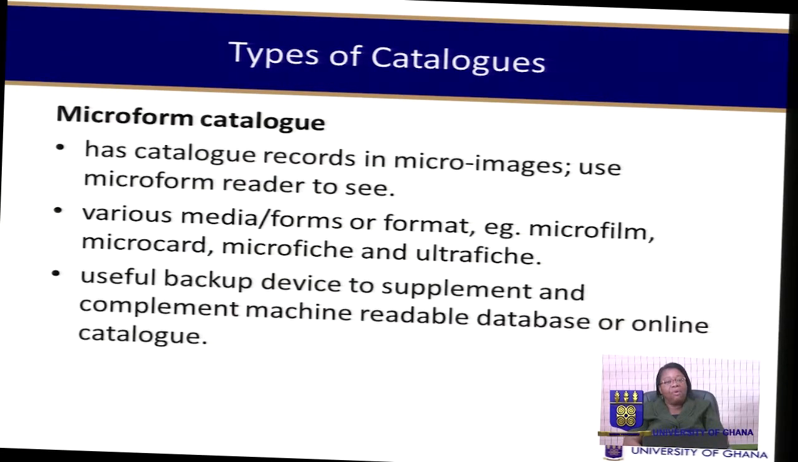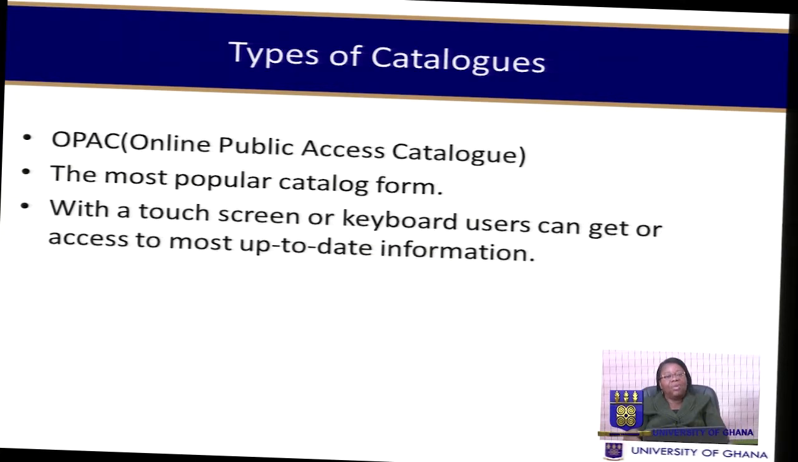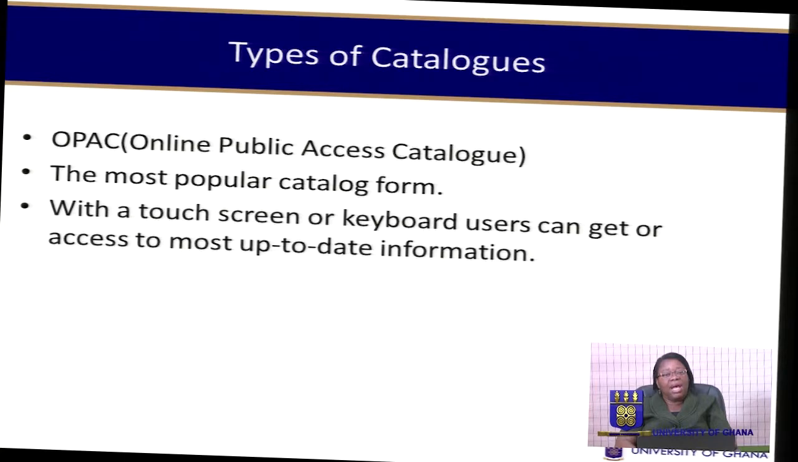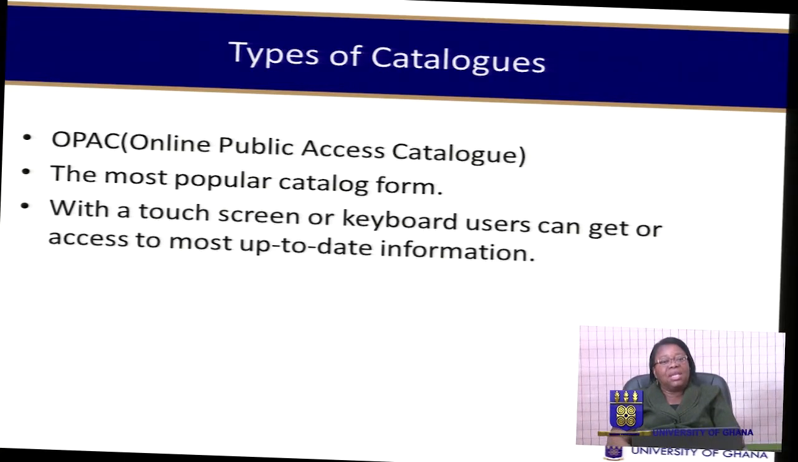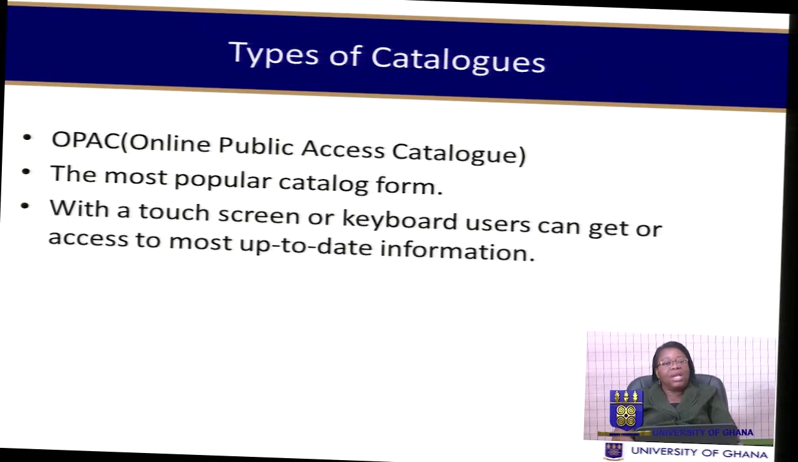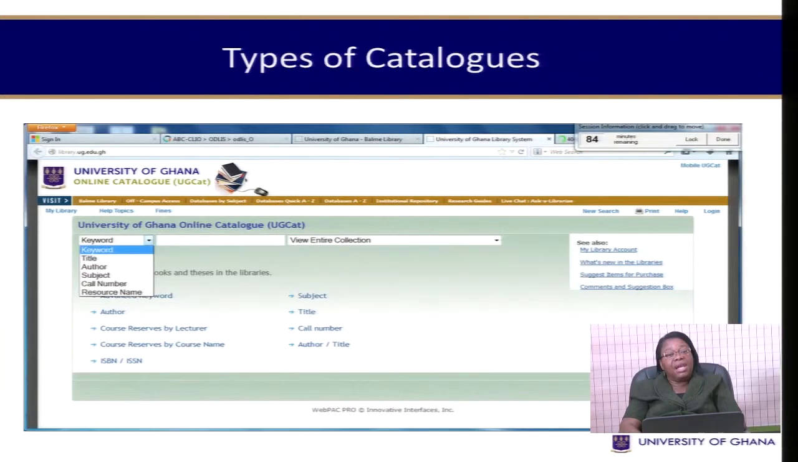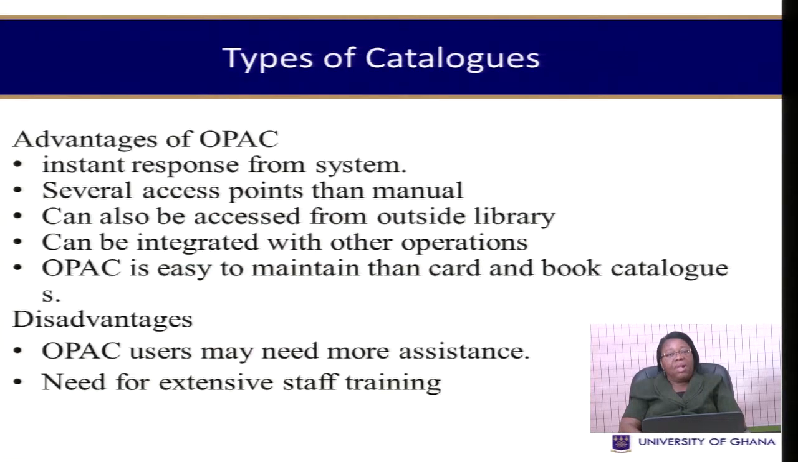We have the microform catalog. And then we have the OPAC, which is now the most popular catalog form. And so with just the touch of a screen or a keyboard, you can get access to the most up-to-date information. And this is a screenshot of the University of Ghana Library System online catalog, which we call the OPAC. You can see the access points, which enable you to access by author, title, keyword, or even call number.